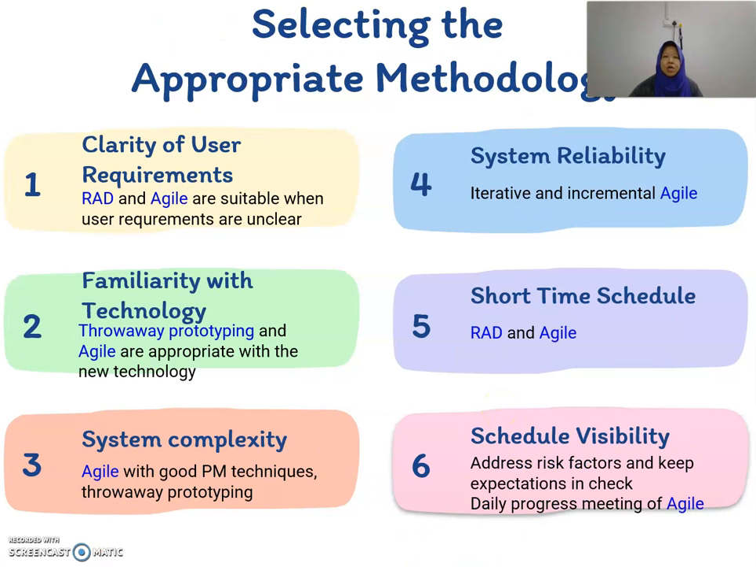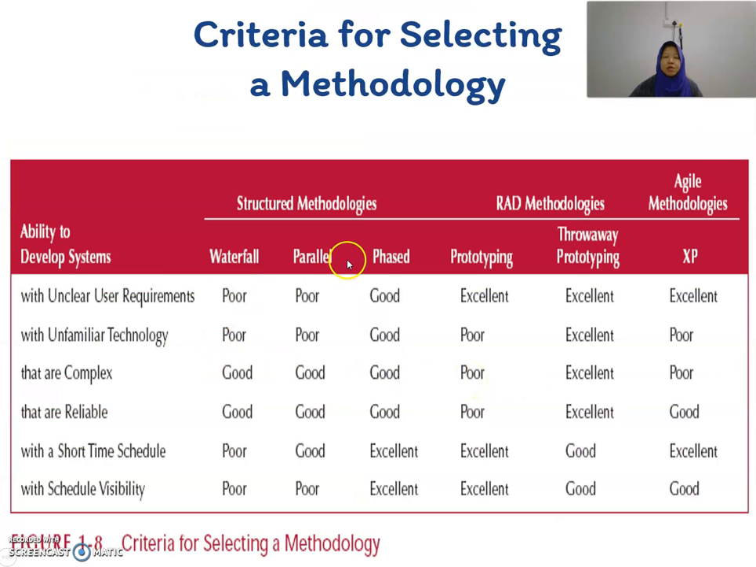Okay, so in order to select the appropriate methodologies, there are 6 things that we need to take into consideration. The first one is the clarity of user requirement, familiarity with the technology, system complexity, system reliability, short time schedule, and schedule visibility. Okay, so this is the paper on how we can select the suitable methodology. Either the structure RAD or agile, waterfall, parallel, phase, prototyping, throwaway prototyping, or extreme programming. So these are the criteria to select the methodology.